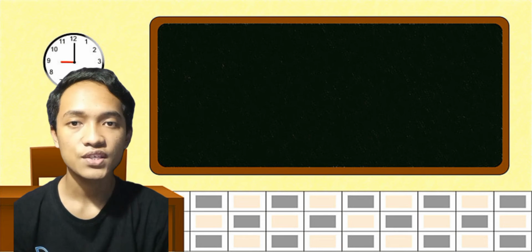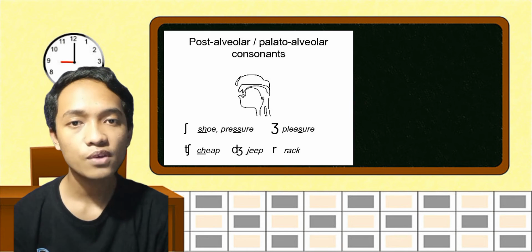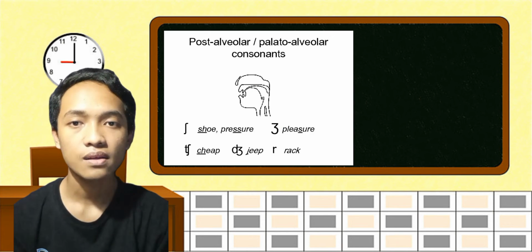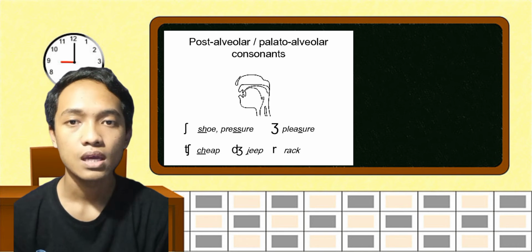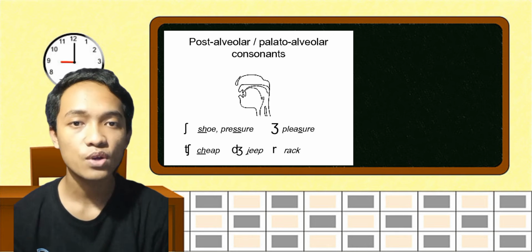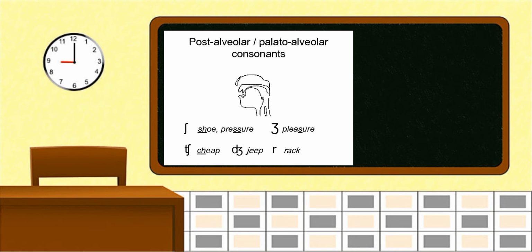The next place is postalveolar. Postalveolar sounds are made a little farther back from the alveolar ridge. A postalveolar sound is produced when the blade of the tongue comes into contact with the area just behind the alveolar ridge of your mouth. Examples of postalveolar sounds in English are sh and z. Sh like shoe, she, z like zoo.